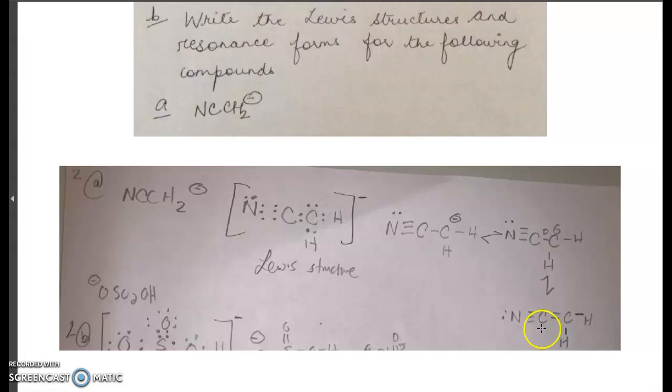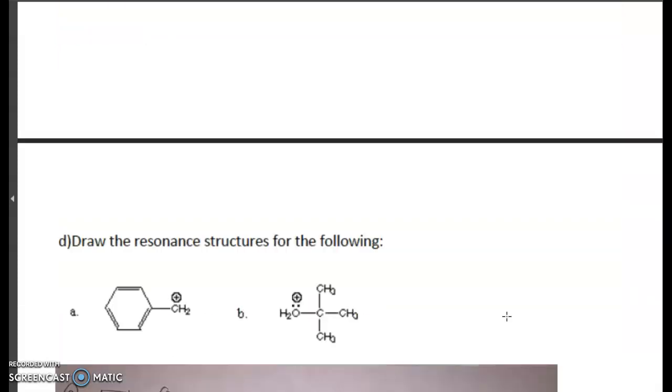Well, I guess you have a triple bond between the nitrogen and the carbon, and then a double bond here between both of the carbons. So this is going to be the major, and the rest are going to be minor. So that was for that one there.